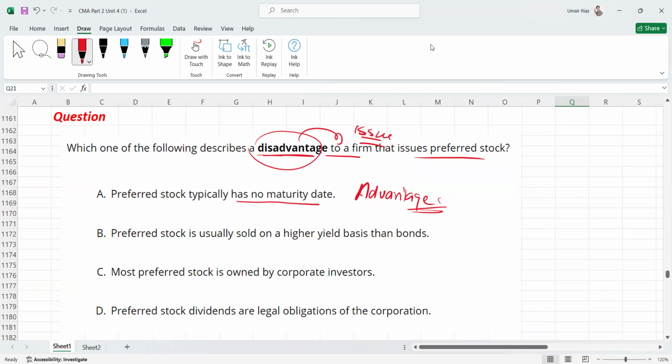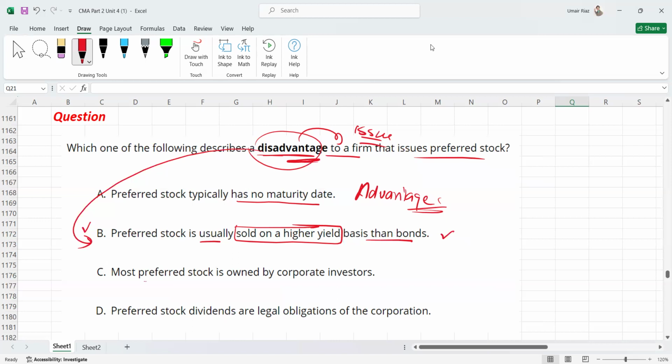Then what about B? Preferred stock is usually sold on a higher yield basis than bonds. Yes, this is the loss to the company because preferred stocks are a risky investment as compared to the bonds, right? And that is why the company has to pay some extra risk premium to compensate for their risk. So actually, this is the disadvantage to the firm. This is the answer of the question because the company has to pay a high return as compared to the bonds on the preferred stock. And if you're paying a high return, this is a loss to the business and this is the disadvantage. So this is the answer of the question.